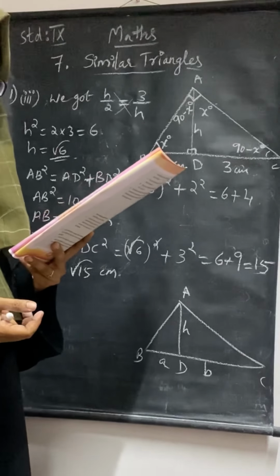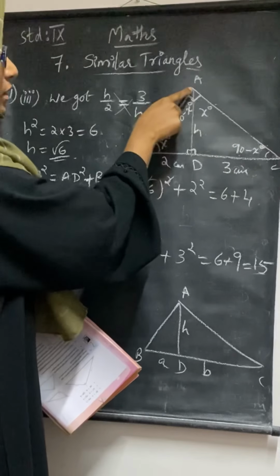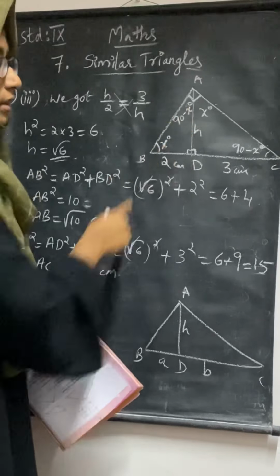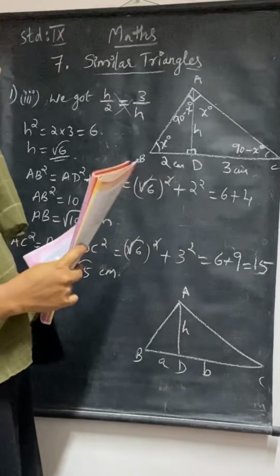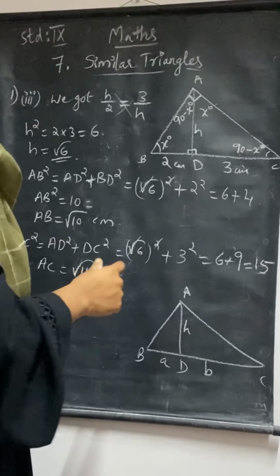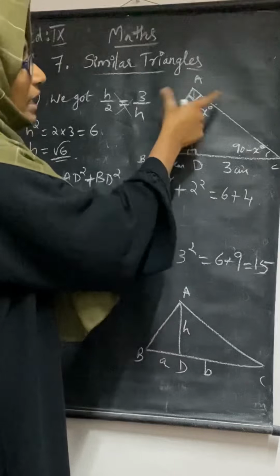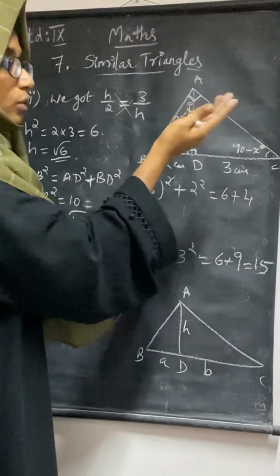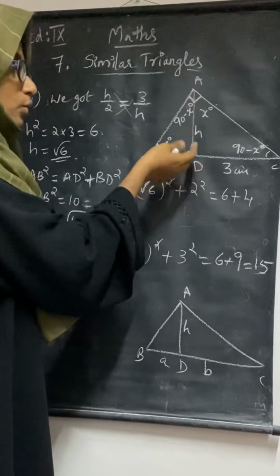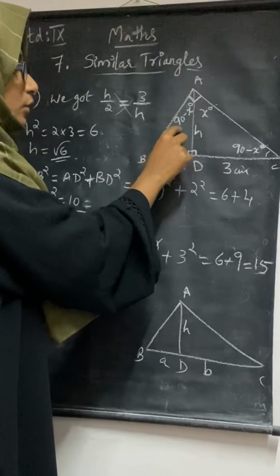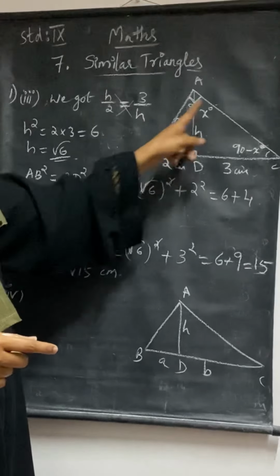Now we'll move on to the third sub question. Calculate the perpendicular sides of the large triangle. The large triangle is ABC. The perpendicular sides are the sides forming the 90 degree angle, so AC and AB you need to find out. You divided it by the perpendicular line, and after drawing the line you got two small triangles. Using these two smaller triangles, you can find this side and this side.